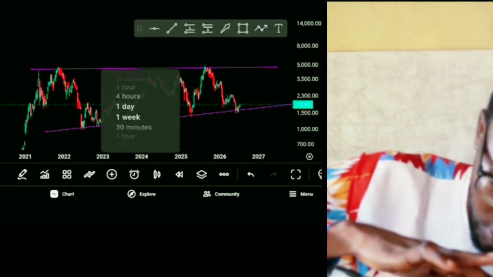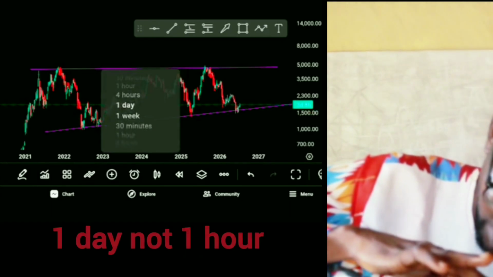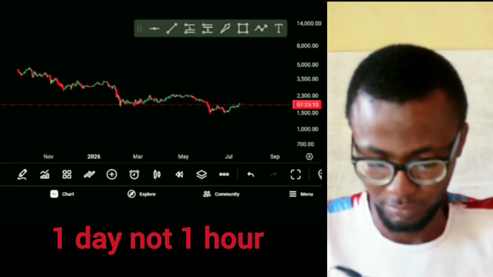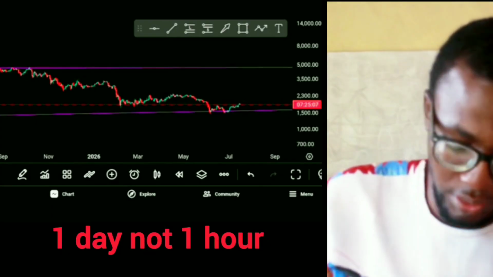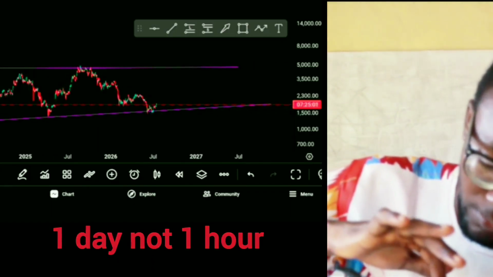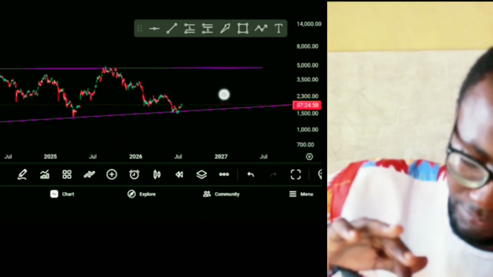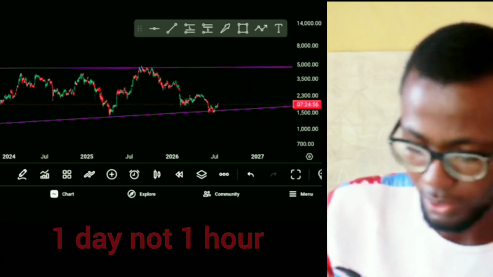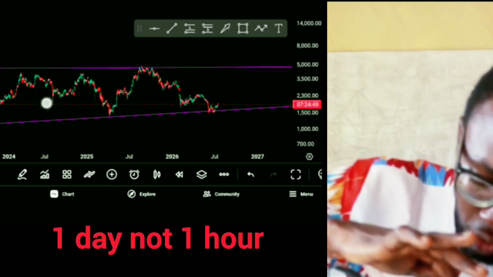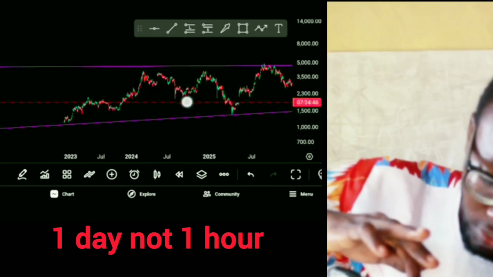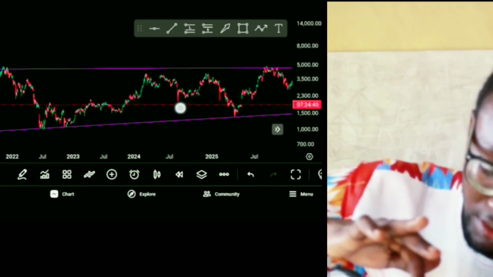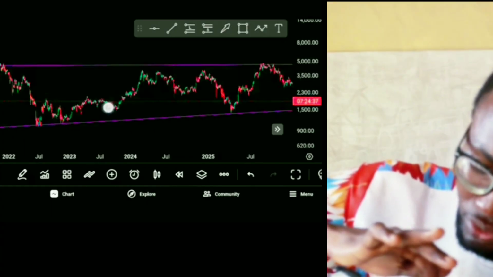Now we need to come lower to the 1 hour time frame. Now let's come to the 1 hour time frame. This is the 1 hour time frame. You can see how the 1 hour time frame was going up and down in the zone. Sorry, I say 1 hour. 1 day, not 1 hour. 1 day. This thing was just going up and down, up and down.